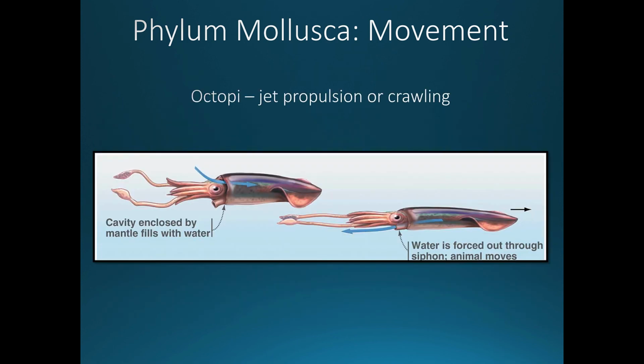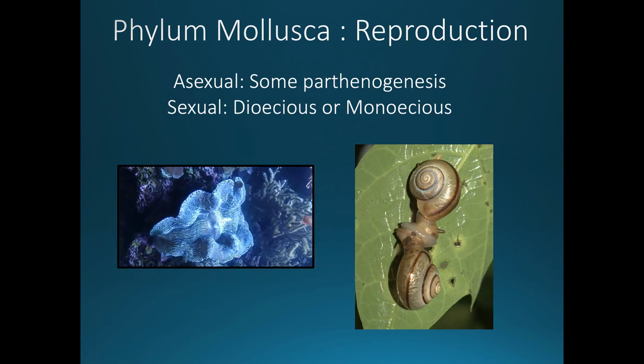And other members of the mollusks, like the octopi, they move by using a jet propulsion or crawling mechanism. So this cavity underneath the mantle will fill with water, and then it forces that water out. And as it forces that water out, the octopus will move in the opposite direction of the water being forced out. Mollusks also have a wide variety of ways to reproduce.